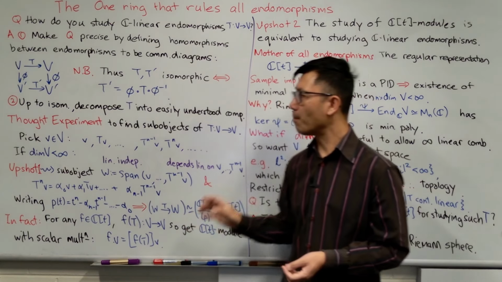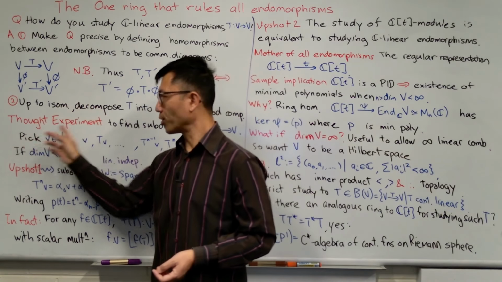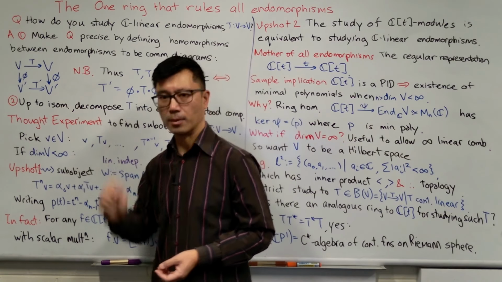Okay, so let's see how you might want to do that, and I want to look at a little thought experiment. Whenever you have an object in mathematics, if it's complicated, then you start by looking at subobjects. So that's what we're going to do now. We're going to look at the question of, given some C-linear endomorphism T from V to V, we're going to try to find a subobject of it. So how do you do that?